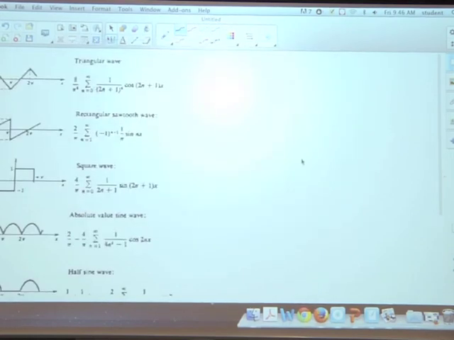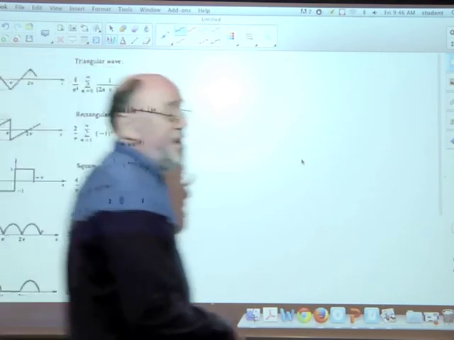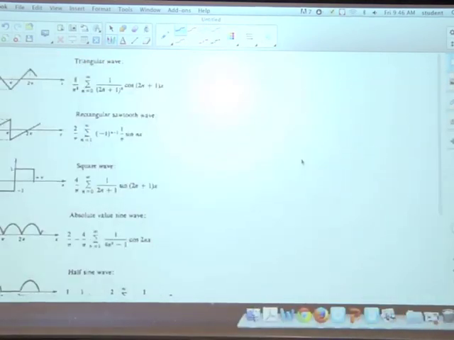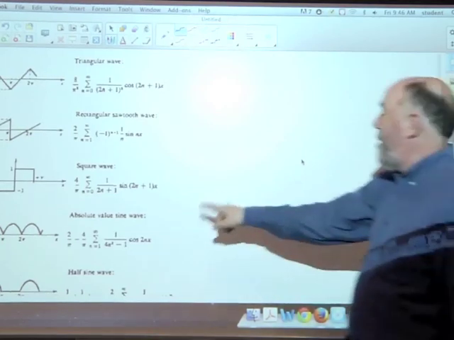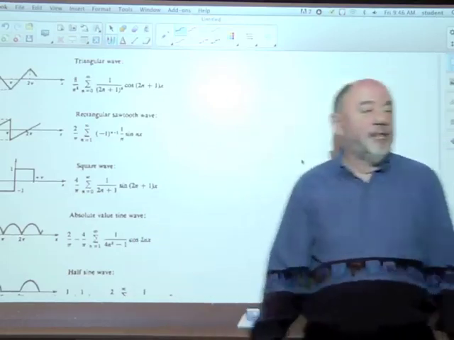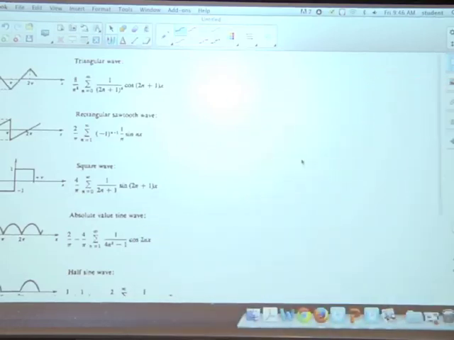Okay. So in terms of wave types, you get triangular waves, sawtooth, square waves, half sine, and the fourth one, absolute value. Right. Okay.